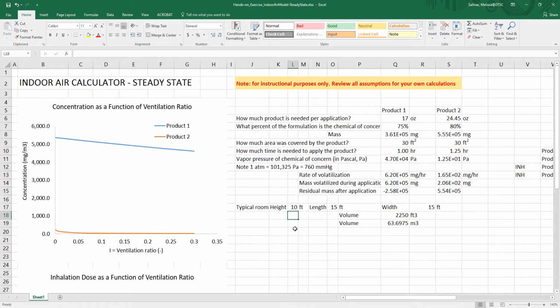The point is that many of these volatiles would stick to particles, aerosols in the indoor environment, and could settle down eventually. So that's why it's important to consider.